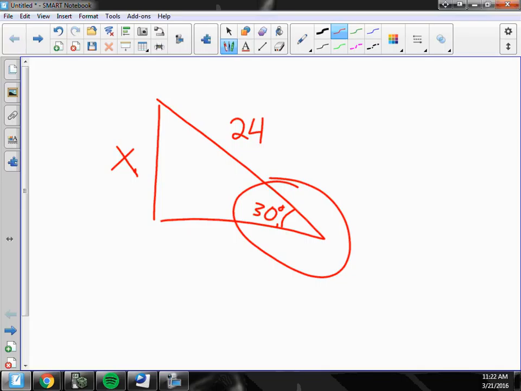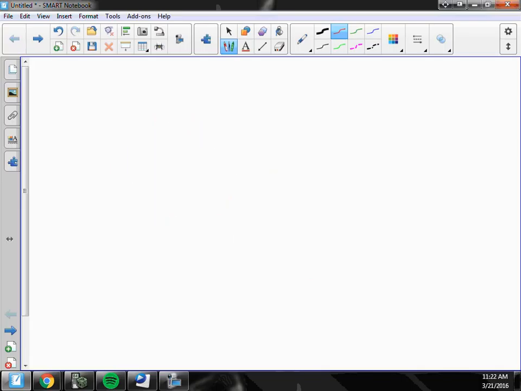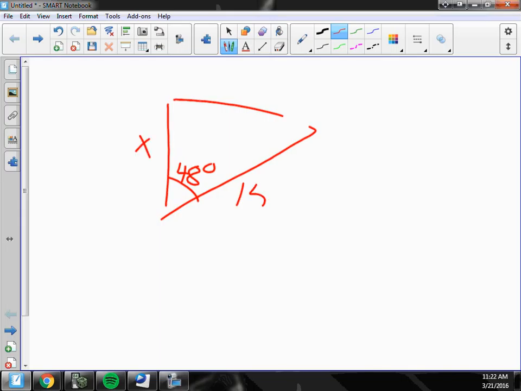Well, not every angle is so nice. Let's draw a new triangle, 48 degrees. Let's say this is X and this is 15. There are 3 pieces of information, one of which I don't know. What side do I not know? What's the name of that leg? Adjacent. And which side do I know? So the adjacent is unknown. The hypotenuse is known, and I know what the angle is. So what trig ratio am I going to use?